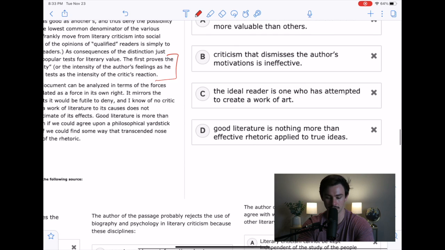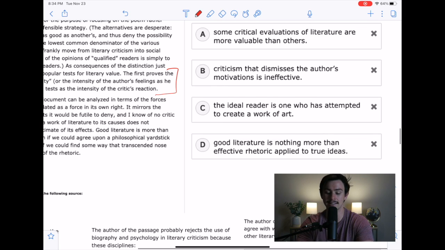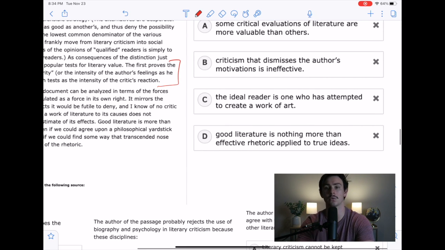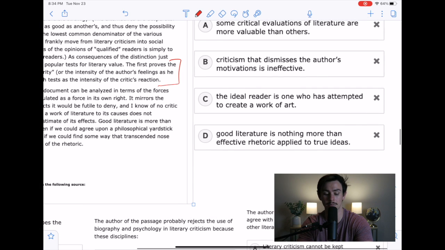C says the ideal reader is one who has attempted to create a work of art. I don't remember even talking about that. It sounds reasonable. It sounds like something that I would agree with. But again, it doesn't matter what I think. I'm just some redneck. So maybe not C, because it doesn't go with the main idea. And then D says good literature is nothing more than effective rhetoric applied to true ideas. Well, it's wrong because it doesn't agree with the main idea.